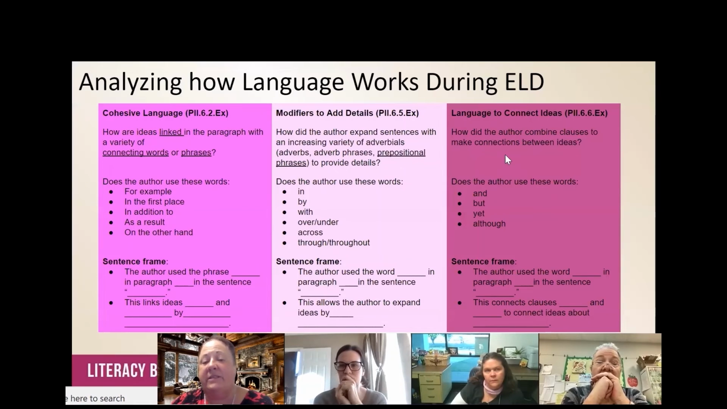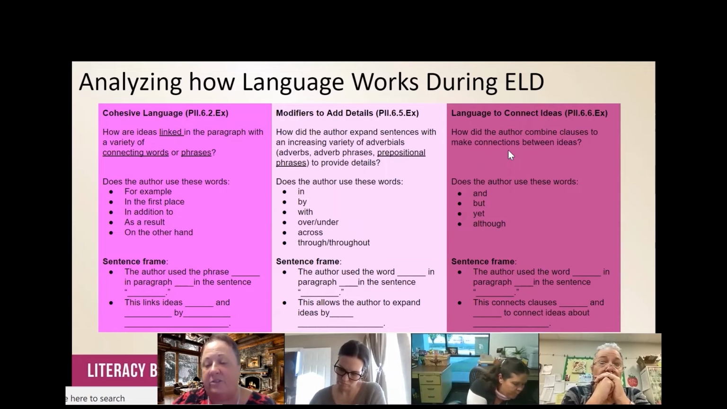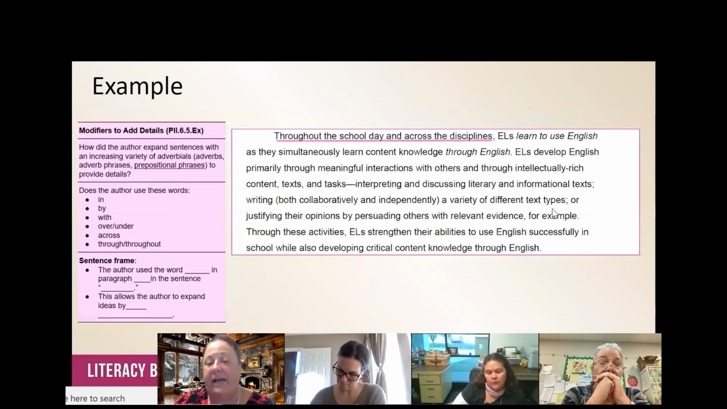And then we can also do this during ELD. There's ELD standards specifically related to this, because these are challenging for all learners, but they're going to be especially challenging for students acquiring an additional language with a different syntactical structure. So with our students with additional languages, we actually have to teach them the syntax very explicitly. What is the prepositional phrase doing? Why does the author use this? How is the author combining ideas and getting them to talk about that?